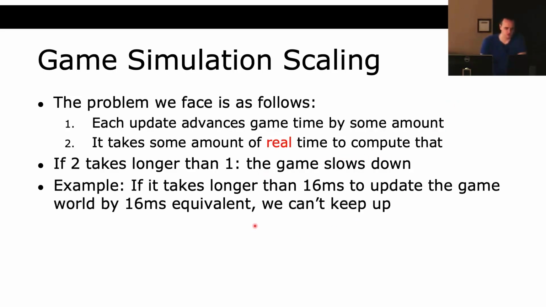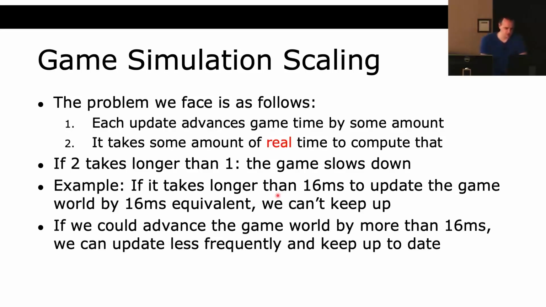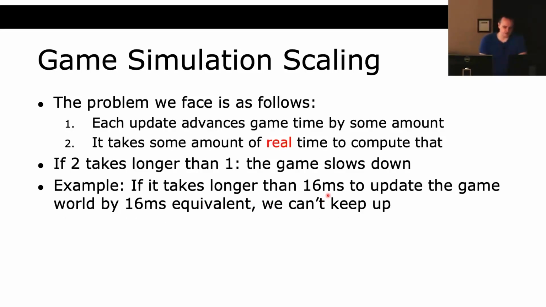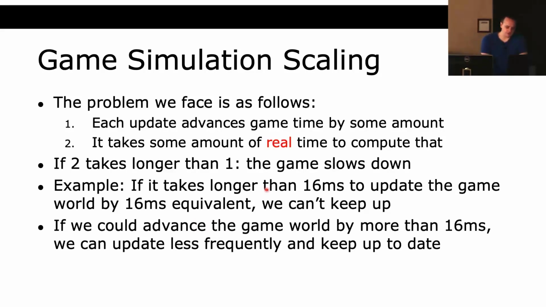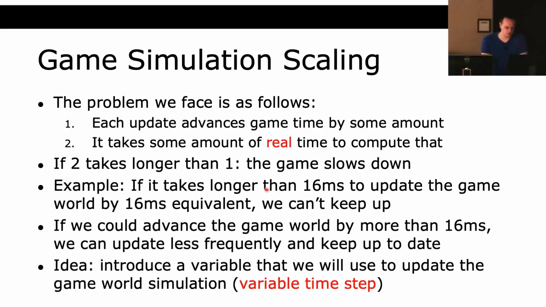So for example, let's say we're programming some game and we want the game world's timer to run at the same speed as the real world timer, right? That's what we're trying to match. If it takes longer than 16 milliseconds to update the game by 16 milliseconds, then we can't keep up. If we could advance the game world by more than 16 milliseconds, we can update less frequently and keep up to date. Okay, what does that mean?